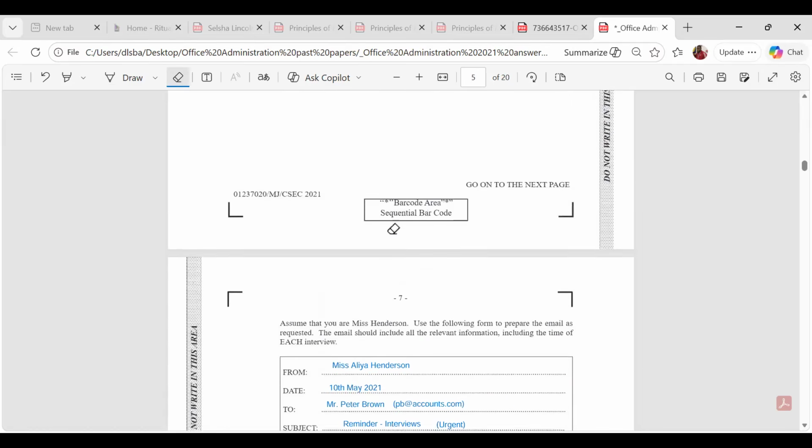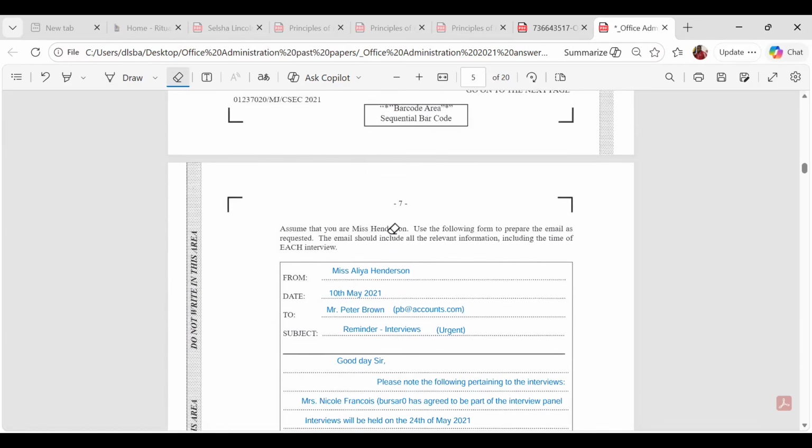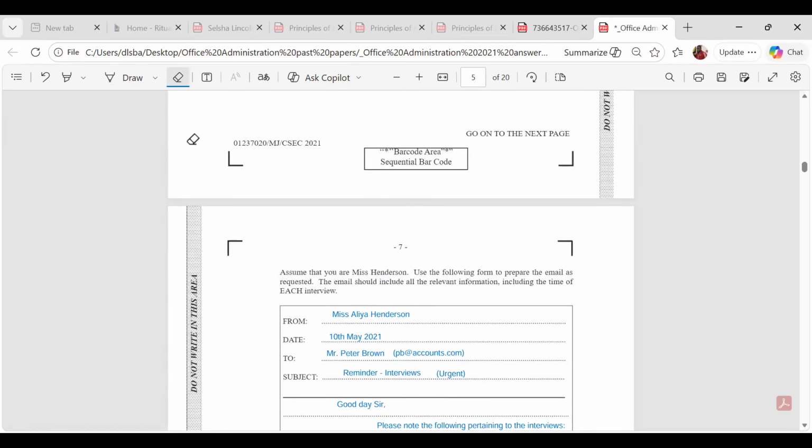So they want us to write an email. Let's take a look at the format for the email, and we'll look at one for a letter and one for a memo, because at some point in the exam, they will make you write a letter or a notice or a memo or email or something.